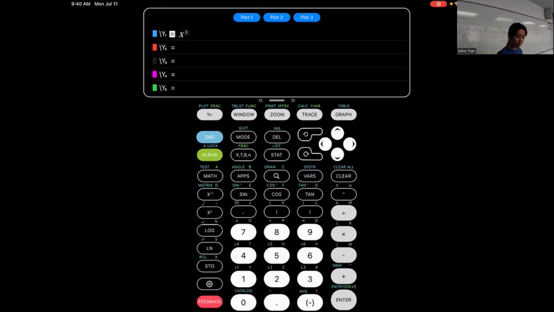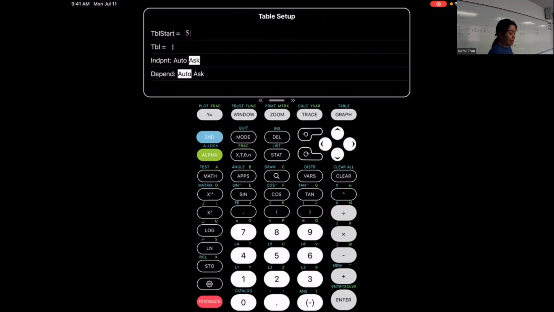Now let's go to the table first. Second window, right here, you go to table set. I think I talked about this, but I will remind you again. It's a table set. You should have your independent on ask and dependent on auto for the rest of your life. Leave it like that.